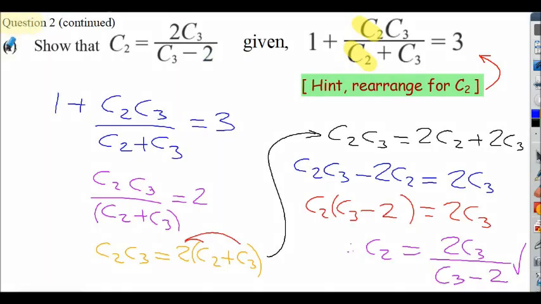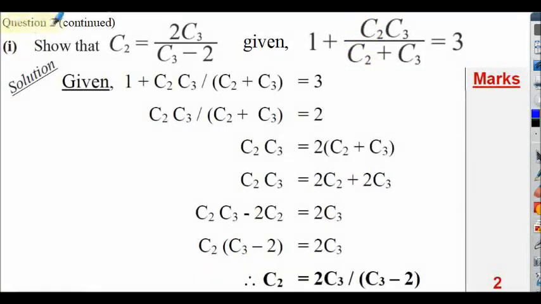Question 2, part 1. This was the solution from the lecture, showing how we derive the formula for C2 here. This is question 2, part 1. Just my word process solution here, but same outcome. Here's our formula proved.